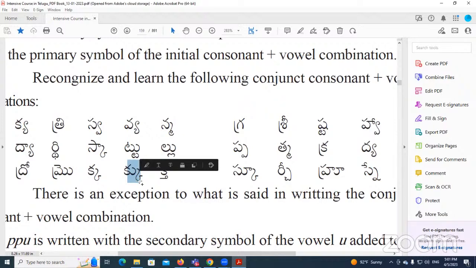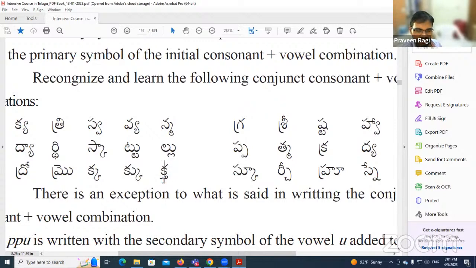"Ku." Okay, let me give you one example, because sometimes it is not pronounced stressed, but when we add it in a word, it will be easy to pronounce. So I will give you one word, "Hakku." Can you see? "Hakkulu." "Hakku" means right or rights. It is my right to ask. "Adagadam na hakku." "Na hakku." "Hakku" means right. I have a right. "Naku hakku undi." Like that.